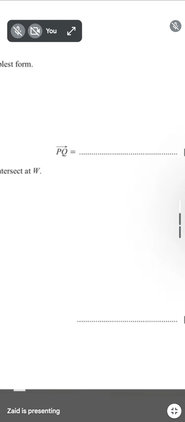The diagram shows a trapezium, and they have given us that O is the origin, OR is A, OP is B. RQ is 3 upon 5 of OP. So this is again a ratio. RQ is 3 upon 5 of OP. I know that OP is B, so I can say that RQ is 3 upon 5B. The magnitude of OP, the value of OP, is B. Now I have to find PQ in the simplest form.